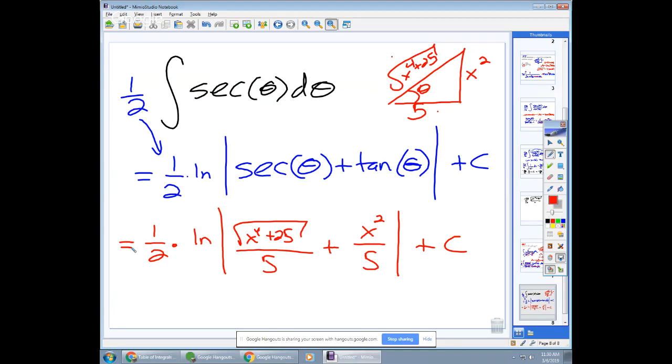And the derivation of that isn't that exciting. And it's not that useful, except for this one case and the cosecant.